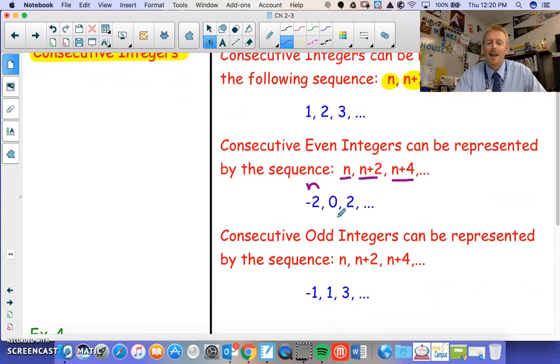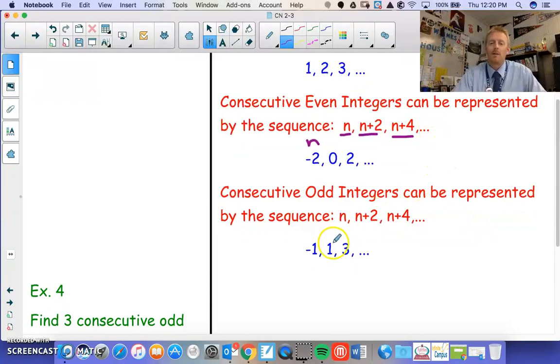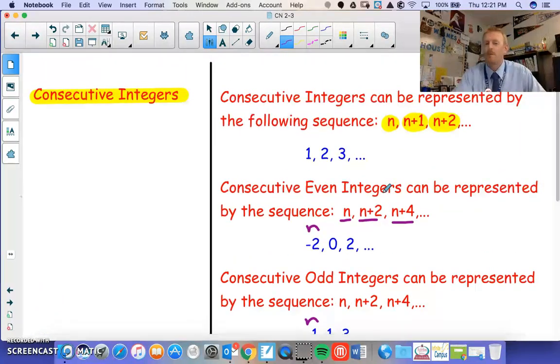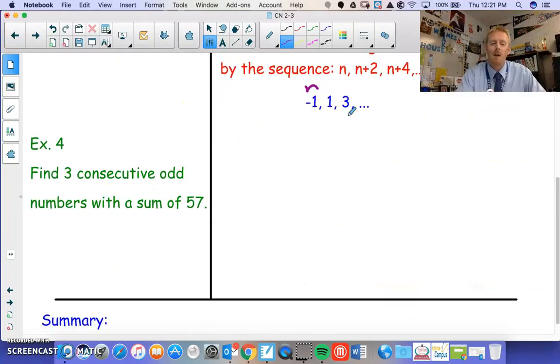And it's the exact same idea with odds. Because if the first one was n, to get to the next odd number, we would add 2. To get to the next odd one, we would have added 4 from the original. So remember that consecutive even and consecutive odd are going to be represented by the same n, n plus 2, n plus 4. But if we're talking about just consecutive numbers, we're just increasing by 1 every time. All right, so here's a problem that looks like those consecutive integer problems.